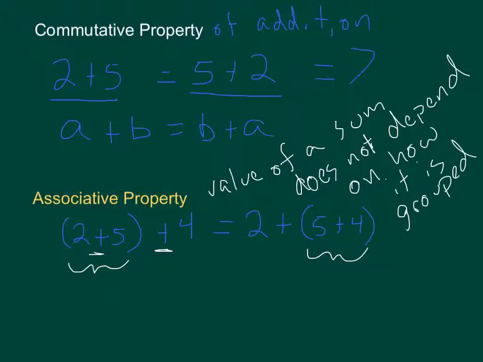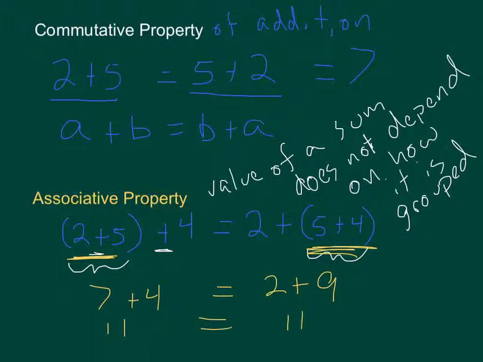And if you look at this, we know from order of operations that you do parentheses first. So if you want to evaluate this number, we first do what's in the parentheses. So the 2 plus 5, which is 7. And then we add the 4, which is 11. And then if you look at the other side of the equation, we're going to do the parentheses first. So the 5 plus 4 is 9. And then we add the 2, which is 11. So you still get 11 equals 11.